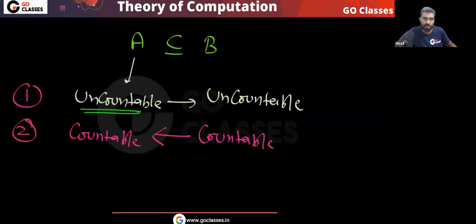Then A will also become countable, right? So this is the idea. Yes or no? You can see if B is countable, then a subset of a countable set is countable. And remember, if A is uncountable, then a superset of an uncountable set is uncountable. So this is the point. Very simple. Now let's move on.